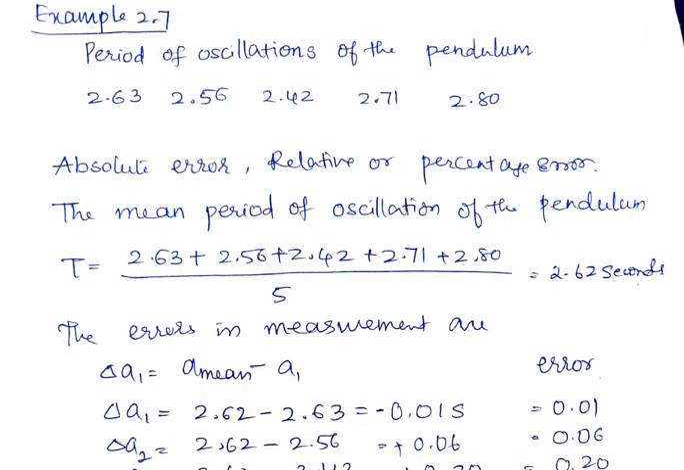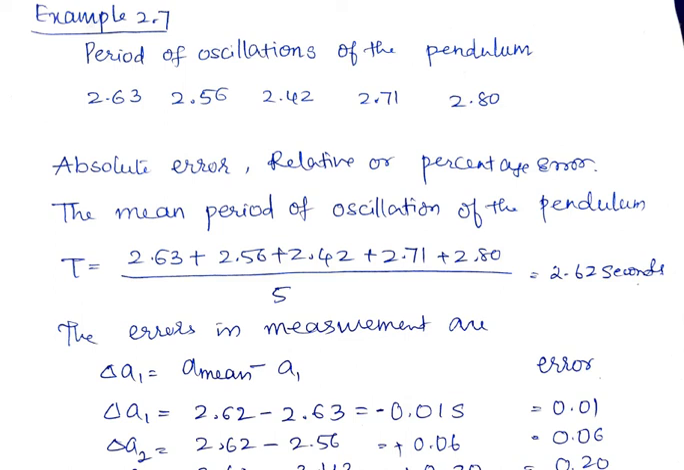Now this will be clearer with an example, 2.7. There are 5 readings. These are readings of the time period of oscillation of a pendulum. We repeated the experiment 5 times and got these 5 readings. We have to find the absolute error, relative error and percentage error. The mean period of oscillation is what? First we have to find the true value: add and divide by 5. So we get the true value.